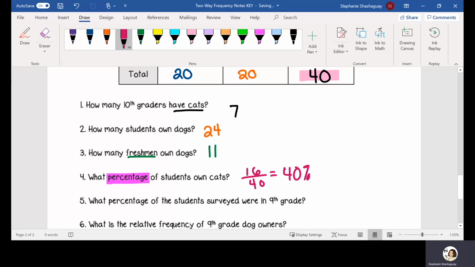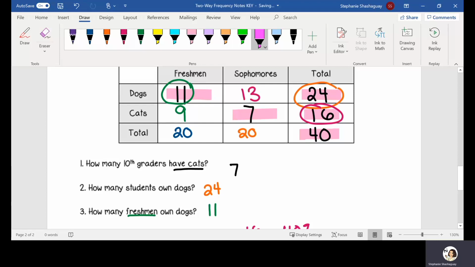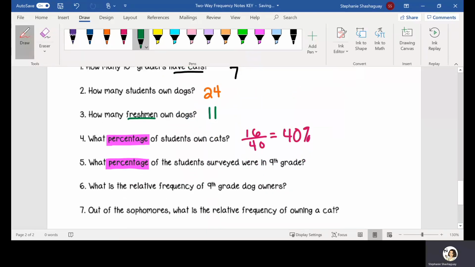So what percentage of students surveyed were in 9th grade? Okay, again, we're looking for a percentage. And now we want to know what percentage of the students were in 9th grade. Well, 9th grade is right here. That's my freshman. So that is going to be 20 over 40, which is really easy to figure out. That is 50%.